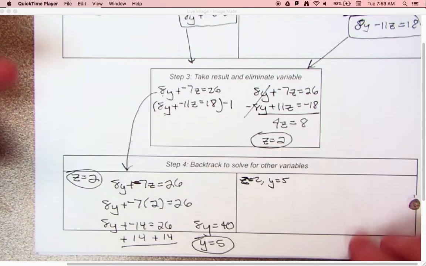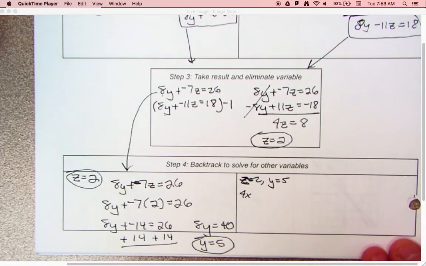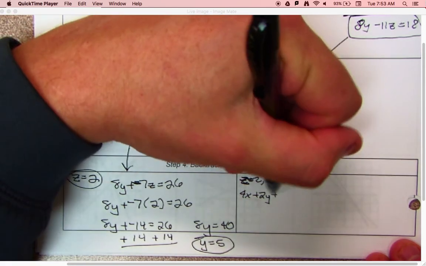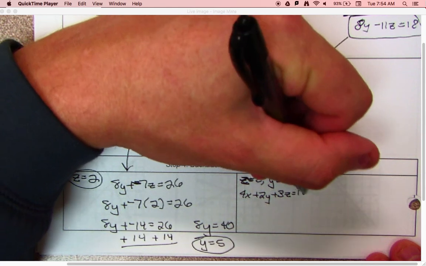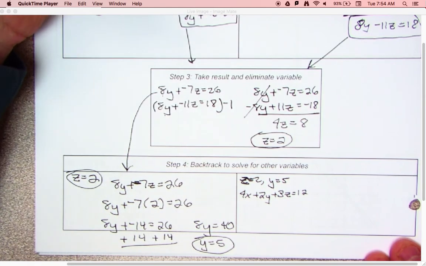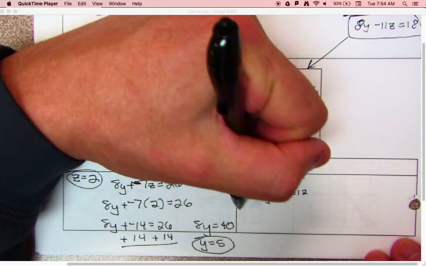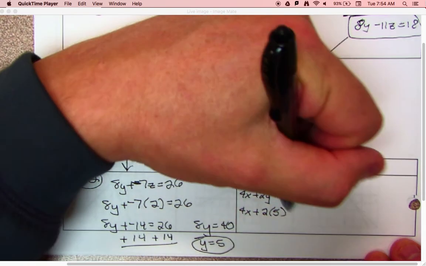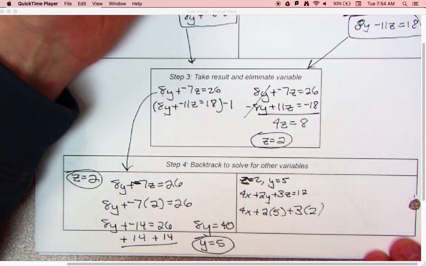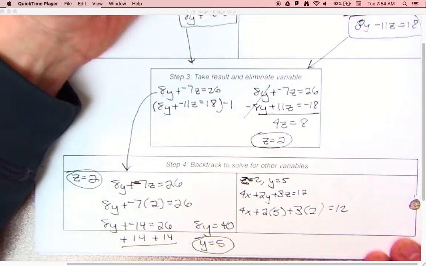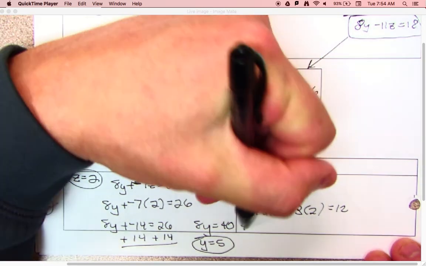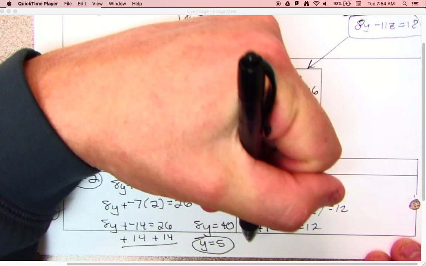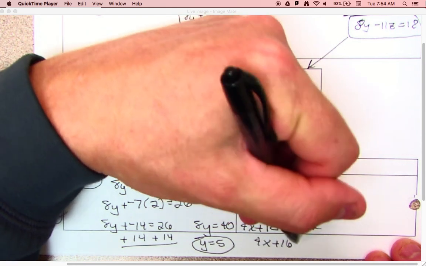So go back down here. I'm going to copy down my equation: 4x plus 2y plus 3z equals 12. And I'm going to substitute z equals 2 and y equals 5 into the equation. So 4x plus 2 times 5 plus 3 times 2, and that equals 12. Do a little math here. 4x plus 10 plus 6 equals 12, or 4x plus 16 equals 12.